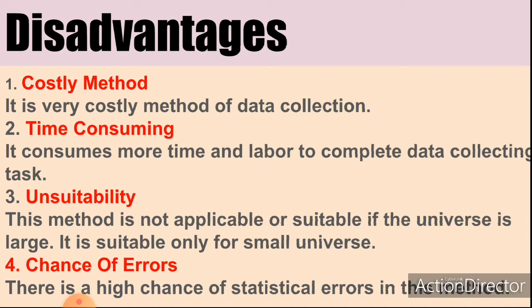Then next is time consuming. Census method consumes more time and labor to complete the data collection task. Next is unsuitability. This method is not suitable when the universe is large. It is suitable only for a small universe. Now the next one is chance of error. There is a high chance of statistical error while using this method.